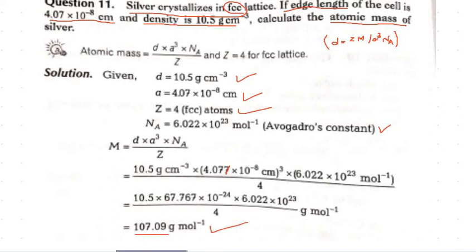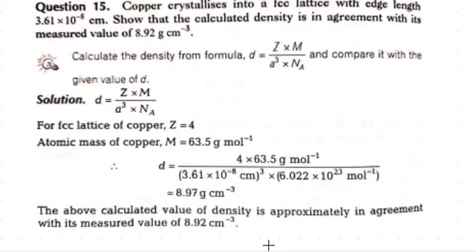I hope it clears. Now moving to another example, question number 15 from the same exercise, and it says copper crystallizes in FCC lattice. So FCC is given. For us, Z will become 4, with an edge length of 3.61 into 10 to the power minus 8 centimeter. Now show that the calculated density is in agreement with the measured density of 8.92 gram per centimeter cube.